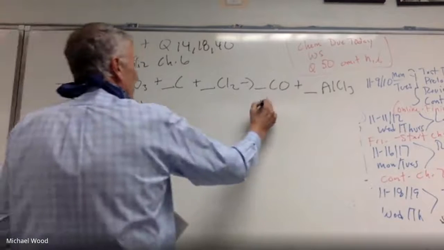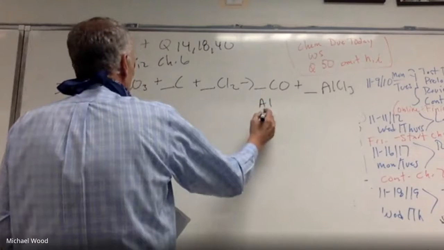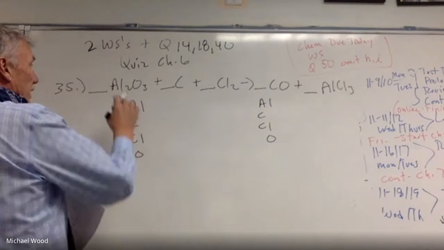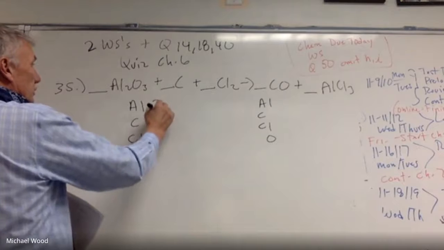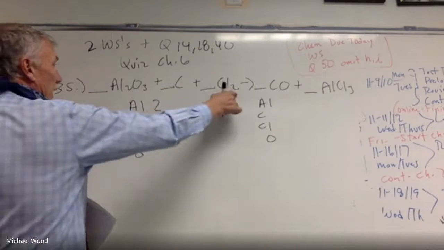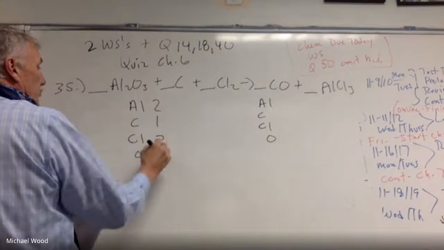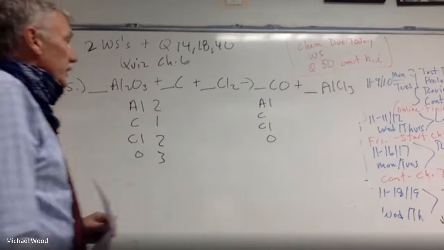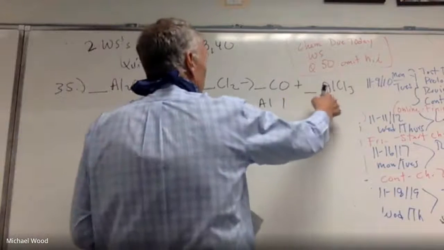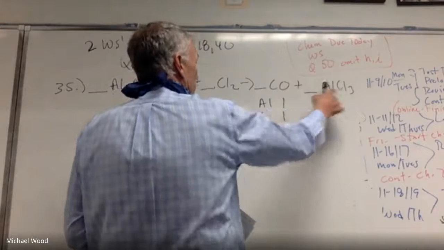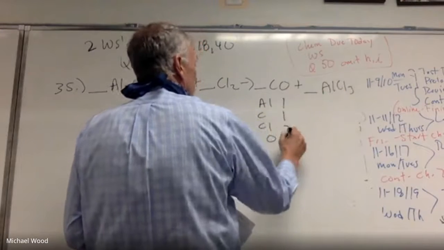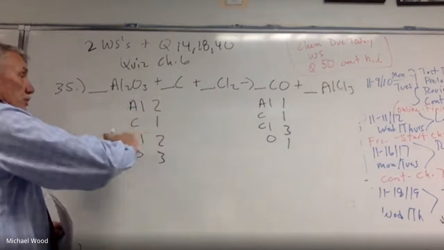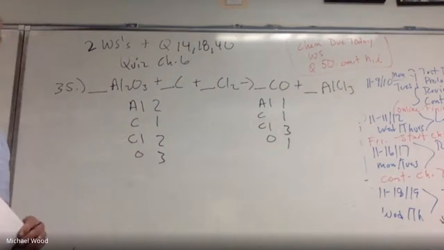And then over here, I'll do the same thing on the left and the right. So I've got aluminum, carbon, chlorine, and oxygen. Now I'm just going to add these up. So I have 2 aluminums, 1 carbon, 2 chlorines, and 3 oxygens. What I'm doing is figuring out how many there are of each element. Now on this side, there's 1 aluminum, 1 carbon, 3 chlorines, and 1 oxygen. What I need to do is get the aluminums, carbons, chlorines, and oxygens to be equal on both sides.